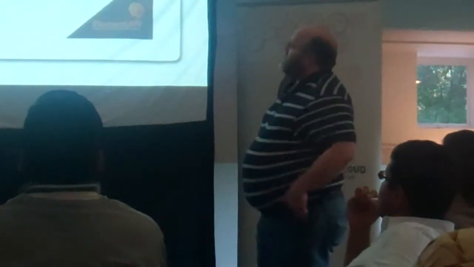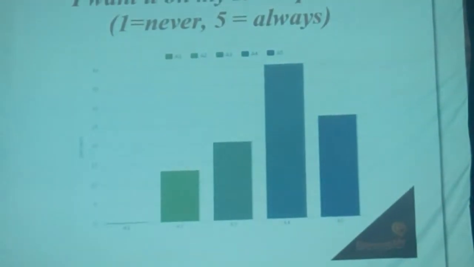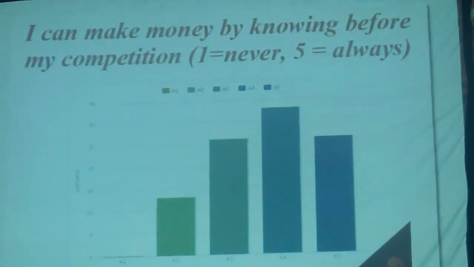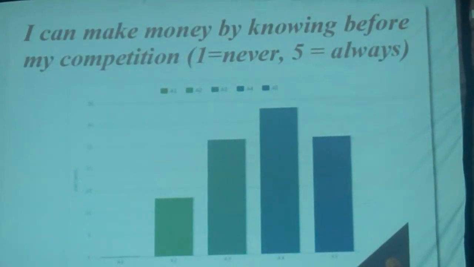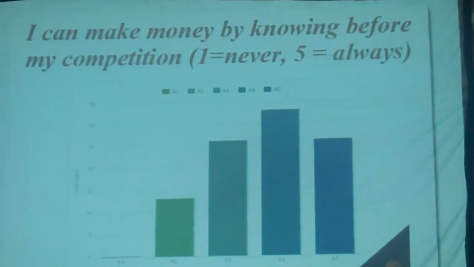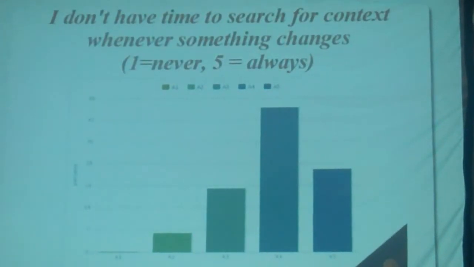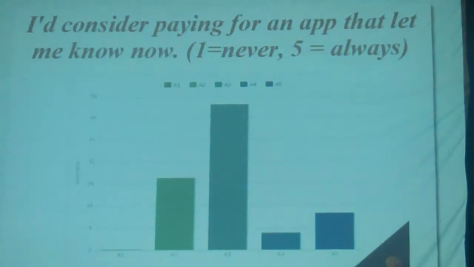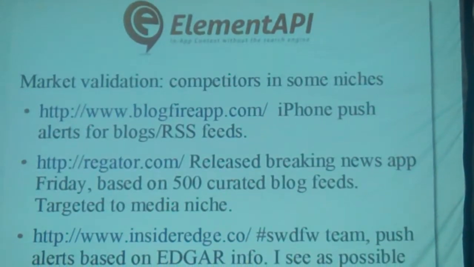We've got about 4 or 5 slides here where we actually ask several questions here about, I want it on my smartphone, next. What you're seeing is everything over toward the right side, people do want this. I can make money by knowing things ahead of my competition, next. I don't have time to search for context whenever something changes, next. I consider paying for an app that would let me know more, or know now, next.